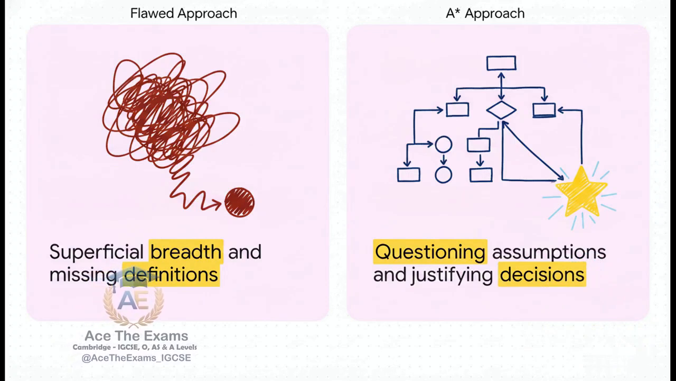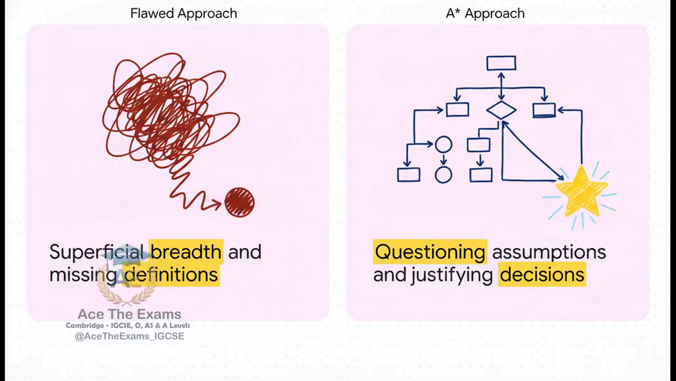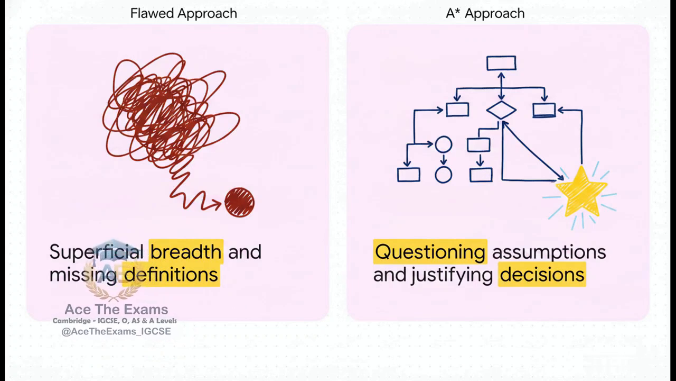Now look on the right side, the A-star approach. This candidate writes down the exact trigonometric identity they are using right at the top. They actively question assumptions on the page, for instance, jotting down a quick note that since both the sine and cosine coefficients are positive values, the angle alpha absolutely must reside in the first quadrant.